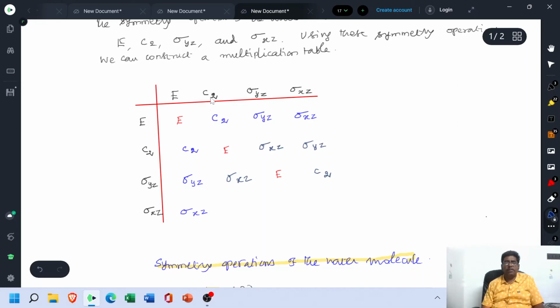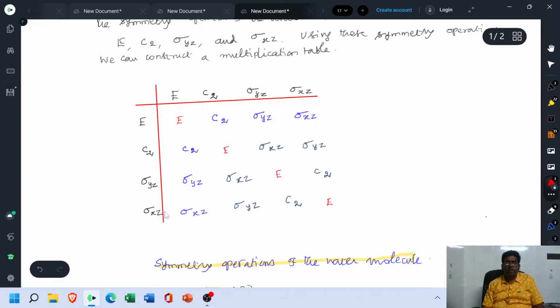Sigma xz into C2 is equal to C2 into sigma xz. So the value is sigma yz. Then sigma xz into sigma yz is sigma yz into sigma xz. That value is our C2 because they are subject to commutation. Sigma xz into sigma xz is our E, identity element.